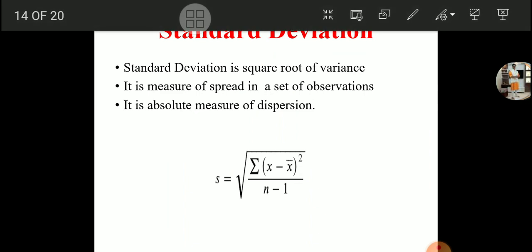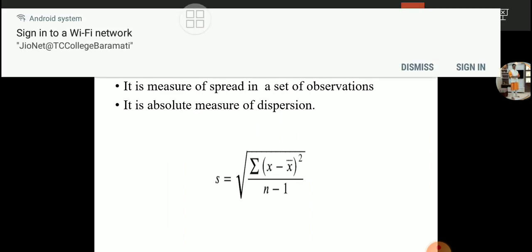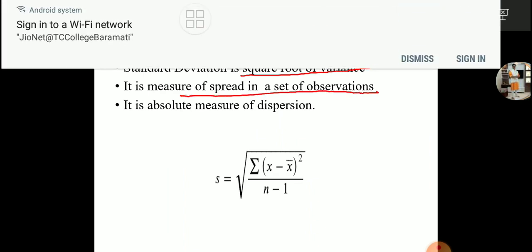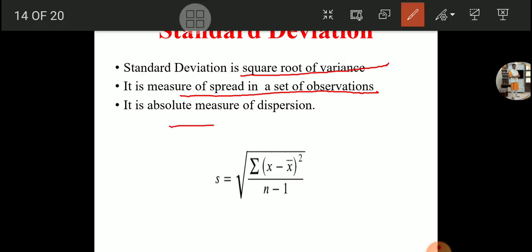Now, as I have already told you, you have to always concentrate on the formula. Standard deviation, by definition, is the square root of the variance, isn't it? It measures the spread of a set of observations. It is an absolute measure of dispersion, denoted by small s, and it is the square root of variance: summation x minus x bar, bracket square, divided by n minus 1. This is the standard deviation formula used for the calculation. For grouped data and ungrouped data, different formulas are there.